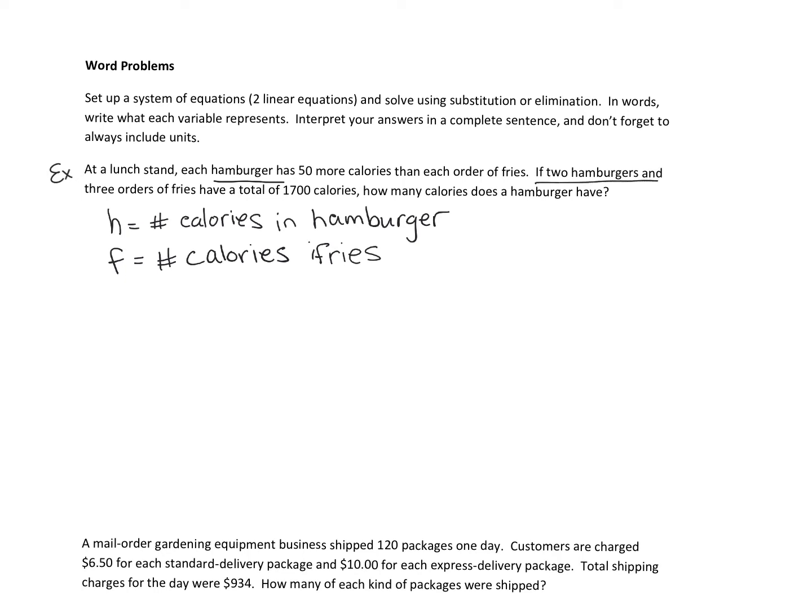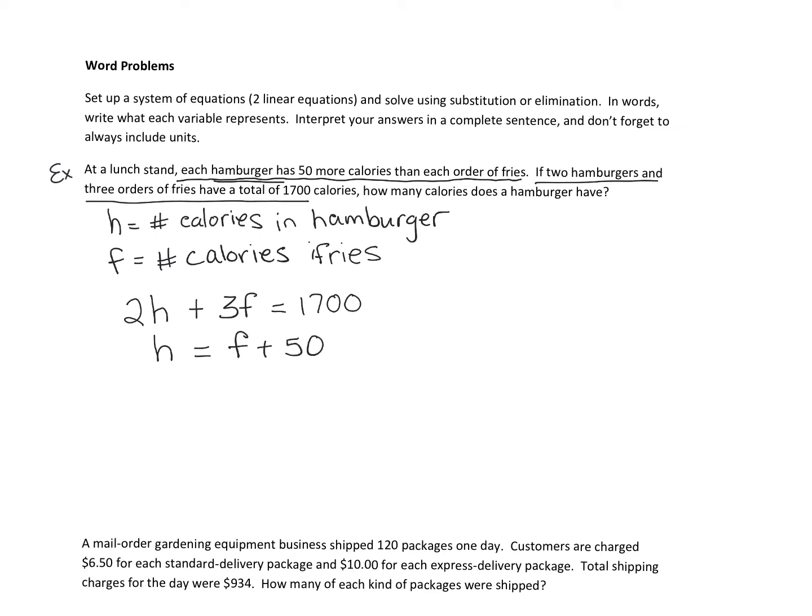Now, we have 2 hamburgers and 3 orders of fries have a total of 1,700 calories. So that's going to be 2 times the number of calories in a hamburger plus 3 times the number of calories in fries equals 1,700. The second one says, each hamburger has 50 more calories than each order of fries. So that means the hamburger has more calories than the fries. It's the fries plus 50.